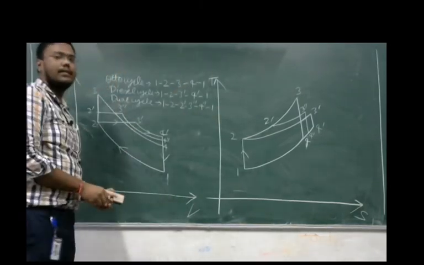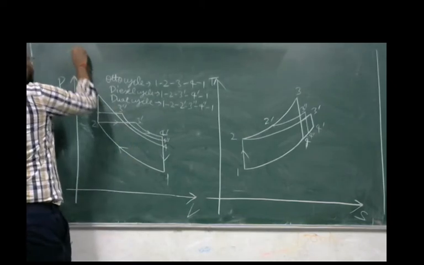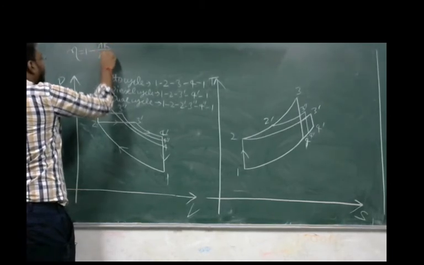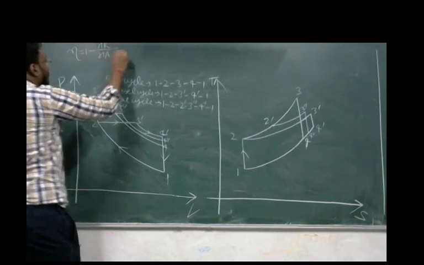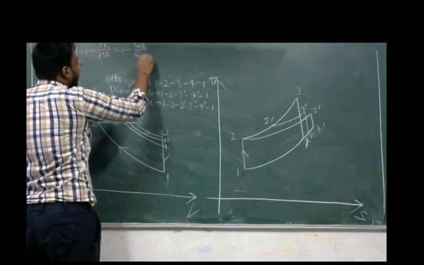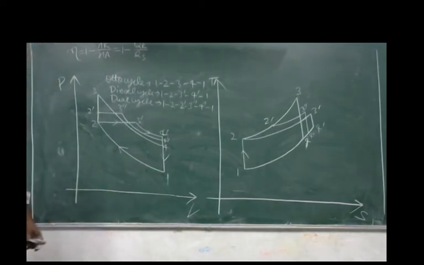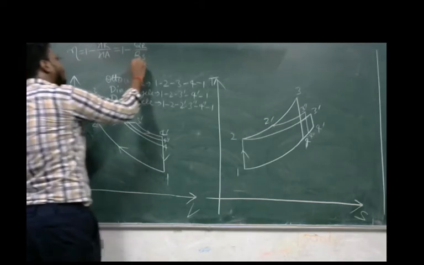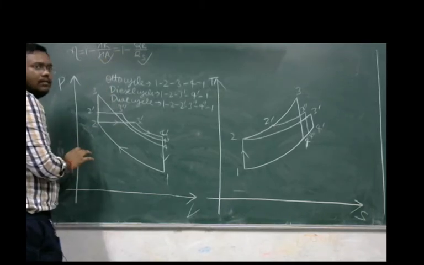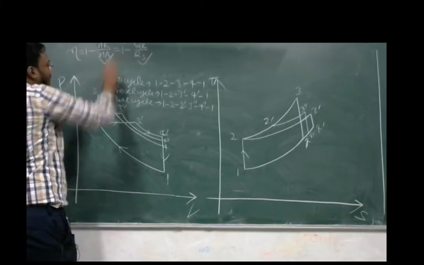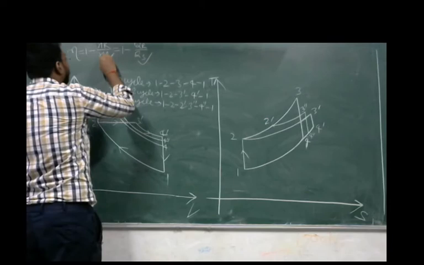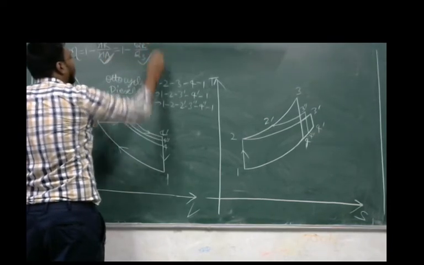Now we know the formula of efficiency. We know that eta equals 1 minus heat rejection by heat addition, or we can also write it like this: 1 minus QR, heat rejection, by QS. Here QS, the heat addition, is the same. So it does not make any difference, because it is the same for all the cycles. What makes the difference is the heat rejection QR.